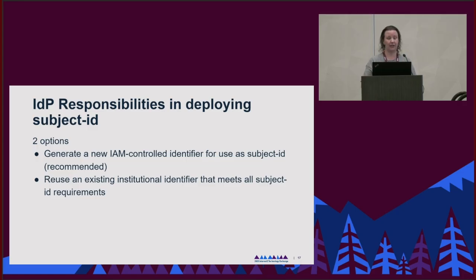So IDP responsibility is to deploy both identifiers, subject ID and pairwise-id. So we're going to talk about the subject ID first. We want IDPs to take an intentional effort to look at their IAM system or their university systems and find something that will work to meet the requirements. And basically, you have two options. You can generate a new IAM-controlled identifier for use as subject ID, which is what we recommend, or you can reuse an existing institutional identifier or IAM identifier, assuming that it meets all the subject ID requirements.